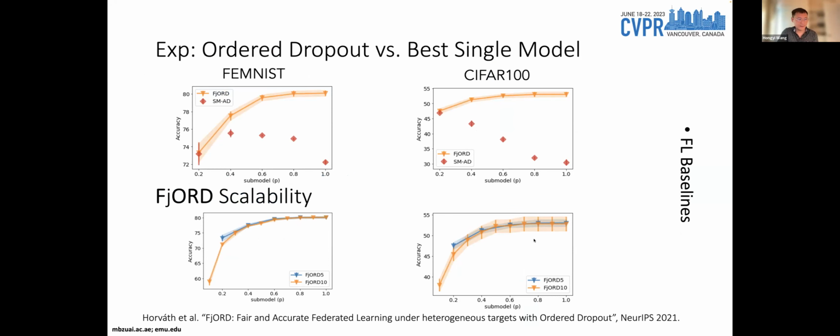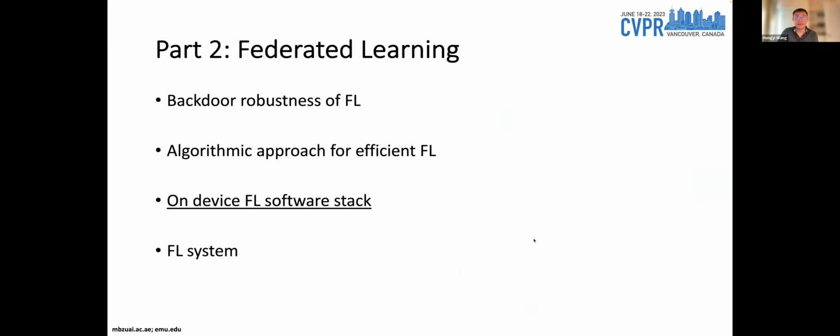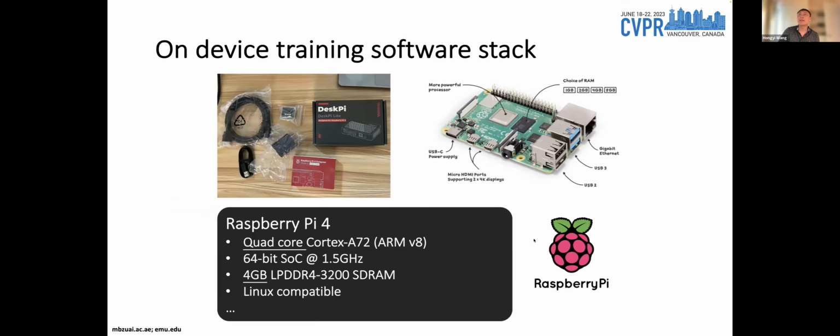So, talking about everything in on-device training, what actually happens in practice? Can federated learning actually run on mobile or embedded devices? It turns out that's very possible. There is a lot of software and hardware support for running federated learning on those different types of embedded devices.